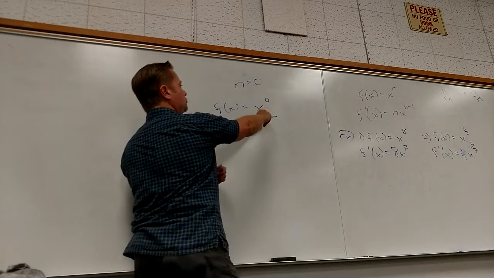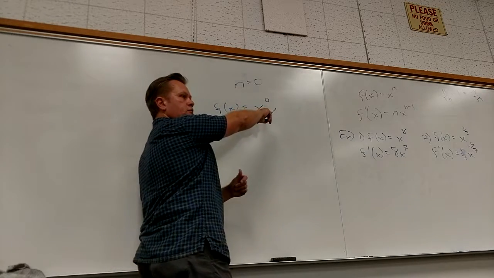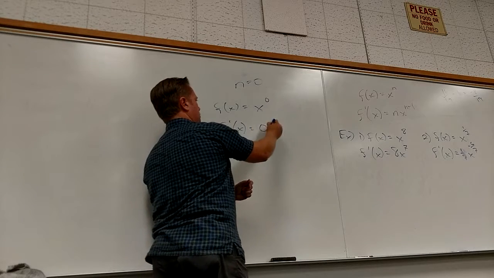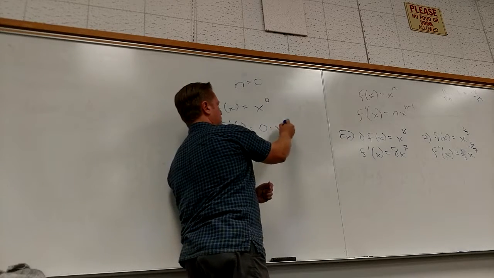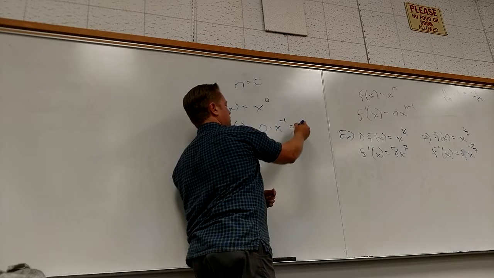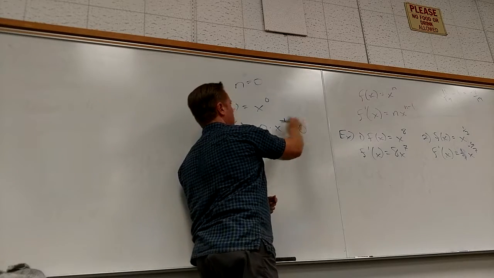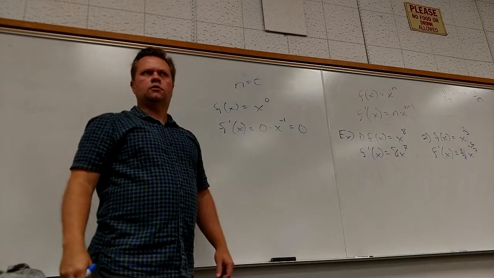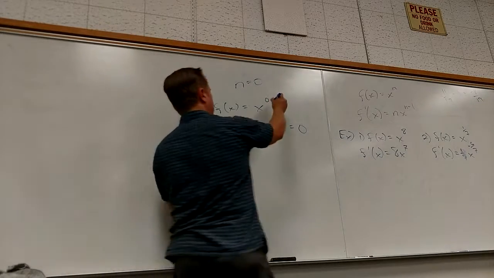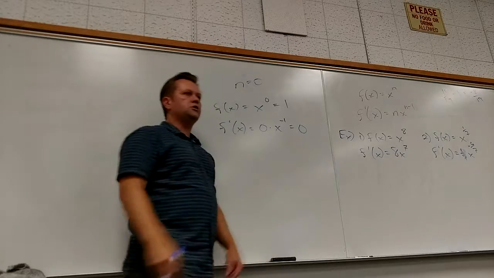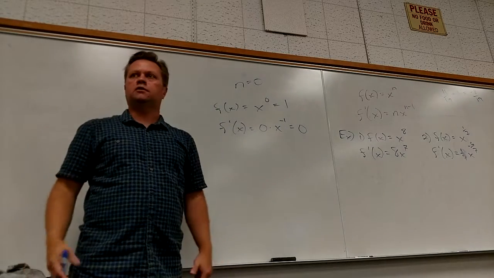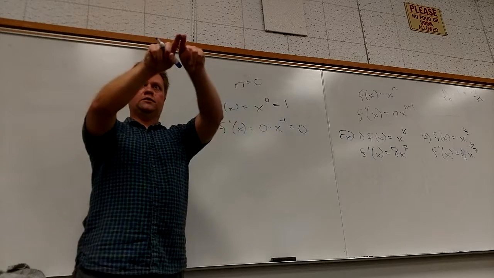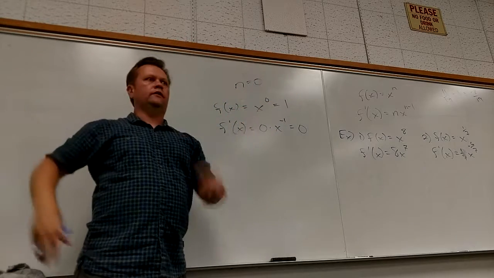Right? Well, let's use the rule directly on this. What would the rule say is true? 0 times x to the whatever, which is 0, as long as x is not 0. Right? And why does that make sense? Because this is actually a constant function, and what's true about the slope of a constant function? The slope is 0. I love it.